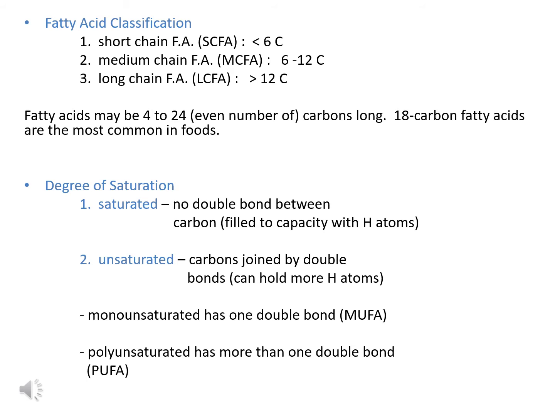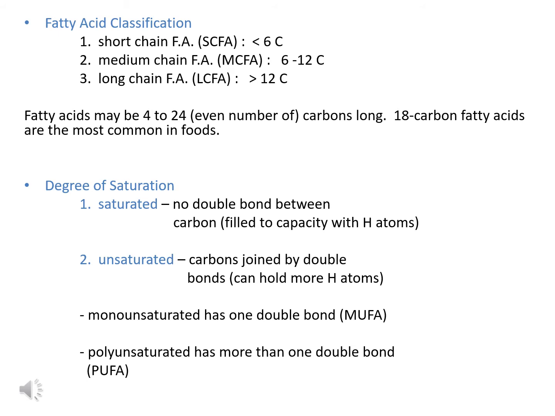Another classification when we're talking about fatty acids is, are they saturated or are they unsaturated? Saturated fats have no double bonding between any of their carbons. Very simply, they're filled to capacity with hydrogen atoms. Unsaturated fat, however, has carbons that are joined together by double bonds because of a lack of hydrogens. Because of this type of structure, more hydrogens can be added to the carbon chain.